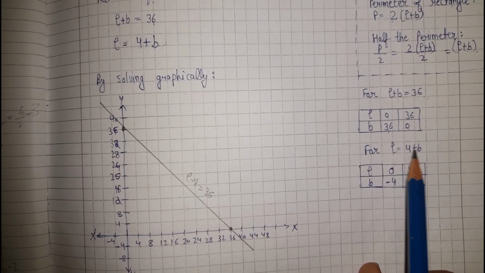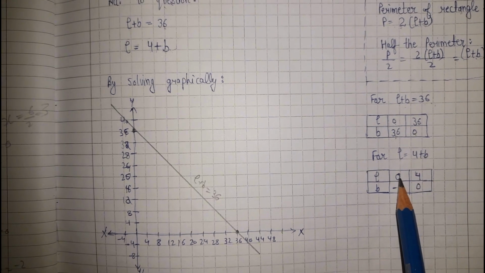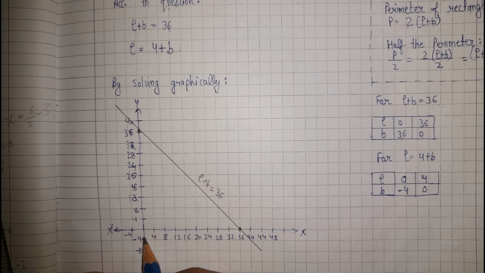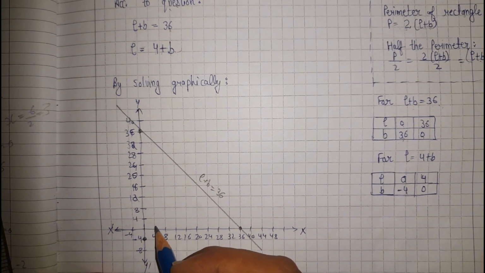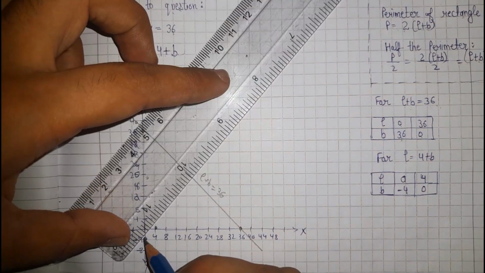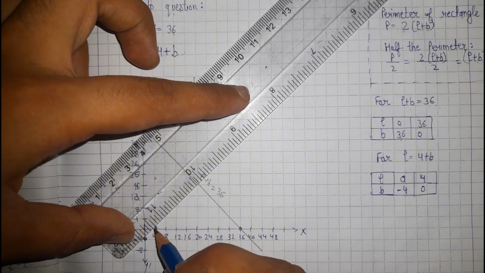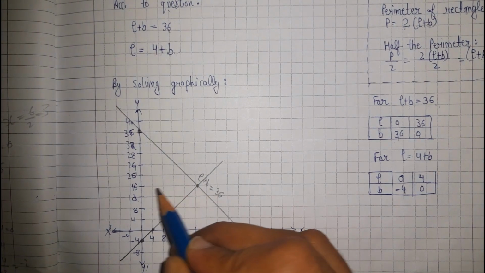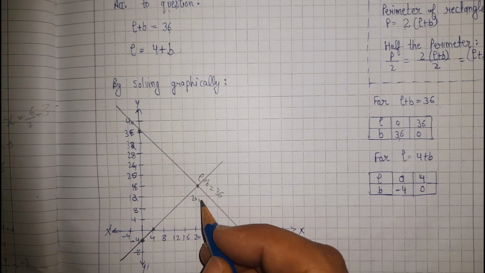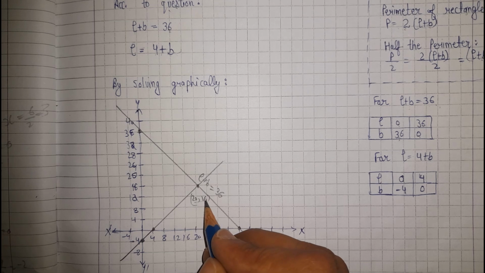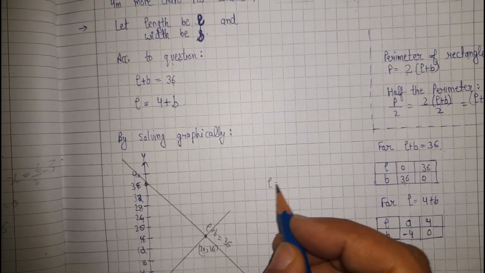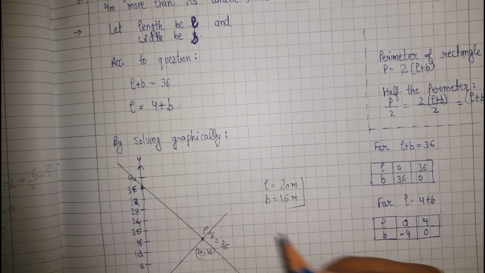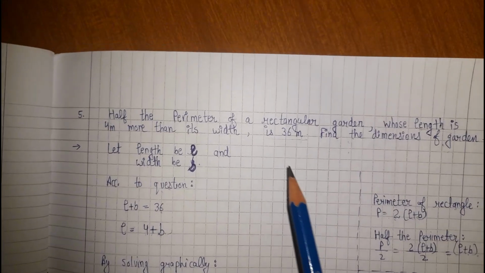Now for L equals 4 plus B, when L is 0, B is equal to minus 4. This point. And when L is 4, B is 0. Joining these 2 points, we will have the point of intersection at 20, 16, that is x is equal to 20 and y is equal to 16. It means L is equal to 20 and B is equal to 16 m. This is the length and width of the required rectangular garden.